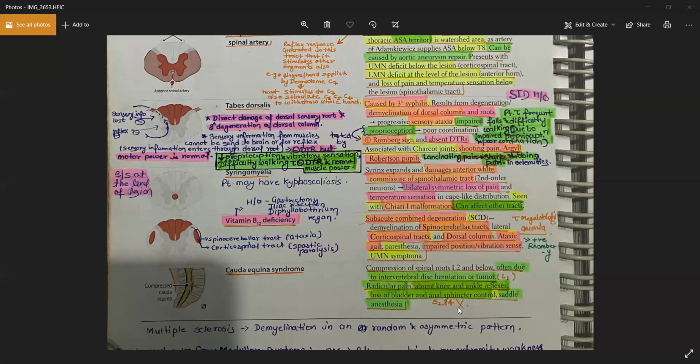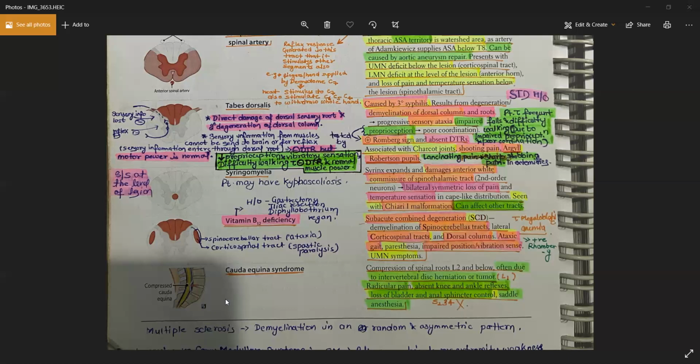Yes. You will have a loss of bladder control, so you will have urinary incontinence also. And the saddle anesthesia will be there. So these are the symptoms of the cauda equina syndrome. Any doubt? No, thank you.